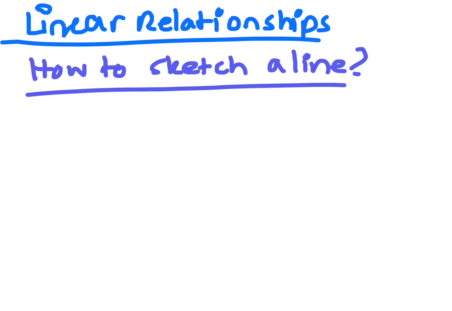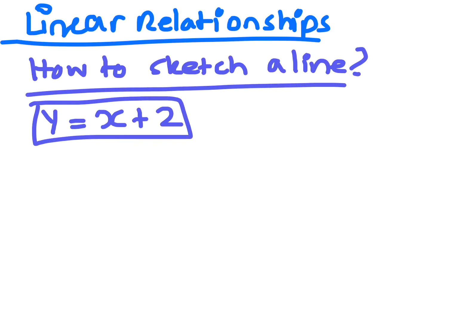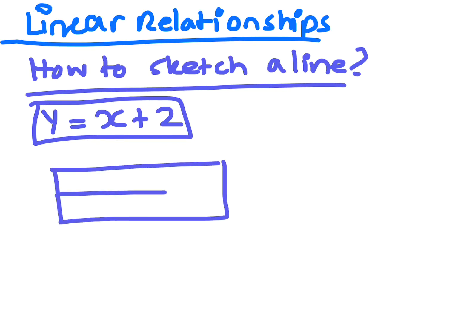Okay, so we're just going to look first of all at how to sketch a line. Now, a line is just a relationship between the x and y coordinate. In order to sketch it, what you need to do first of all is to draw up a table of values. You put in x values and y values. Now, normally we just choose 0, 1, 2 because they're very easy to calculate. However, it doesn't really make any difference.